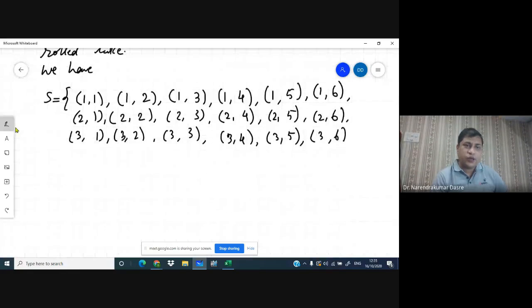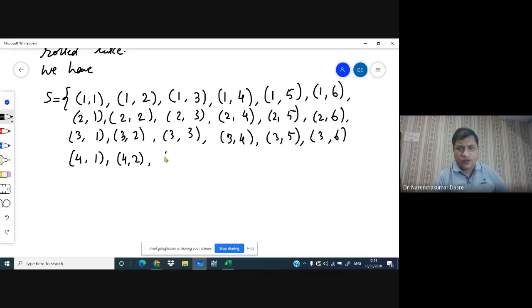So later you will come to know what is the benefit of writing the list like this. First follow this style, and then I'll show you what is the benefit. So we have for the 4, that is 4 3, then 4 4, then 4 5, and then 4 6.